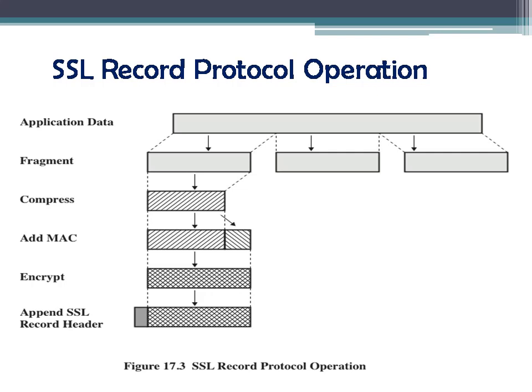However, on the receiver's side, the received data is first decrypted, verified, decompressed, and then reassembled before being delivered to higher level users. As you can see here, the operations that happen at the receiver side are exactly the opposite of those at the sender side. So this was about the SSL record protocol operation in brief.